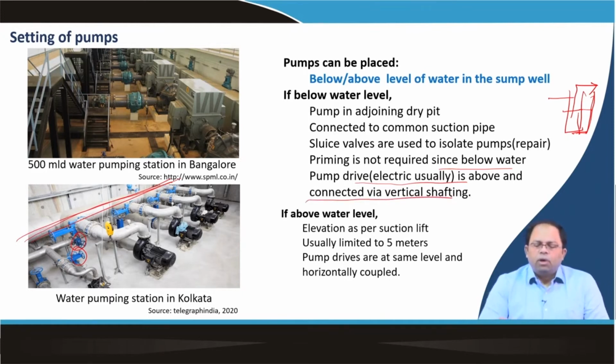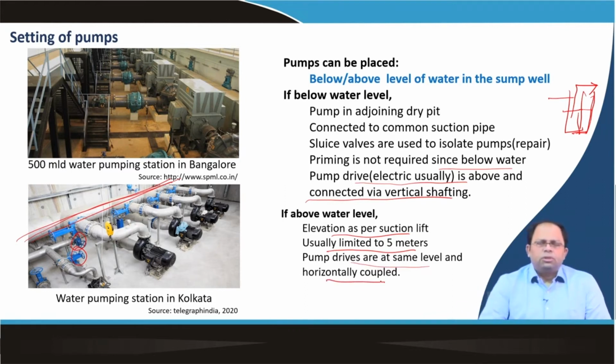So, this is what happens when the pump is below the water level, but the pump could also be above the water level. In this particular case, the elevation could be as per the suction lift or limitations of that, and usually limited to 5 meters. So we do not keep it at too high a level, and pump drives are at the same level and horizontally coupled. Because they are at the same level with the electric motor, they could be horizontally coupled together.